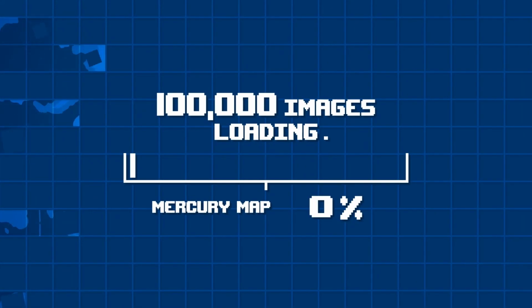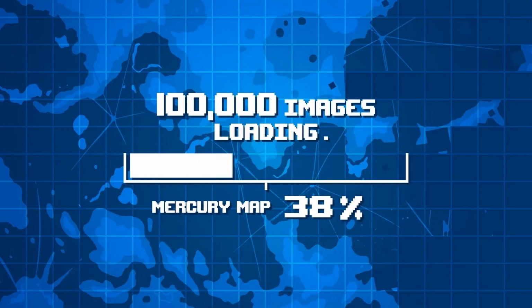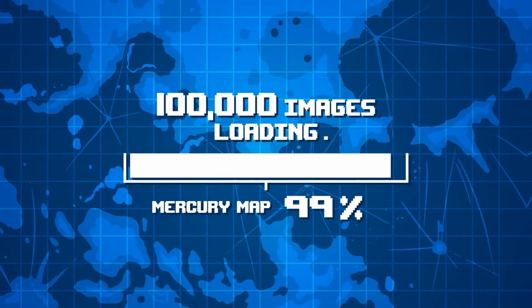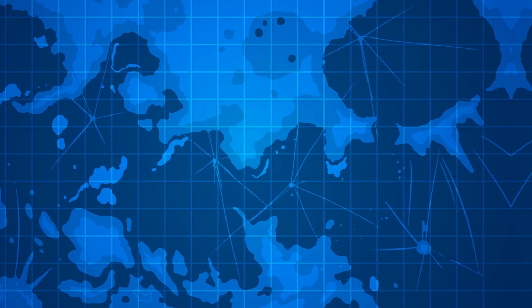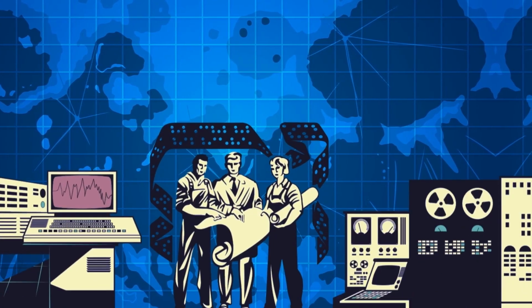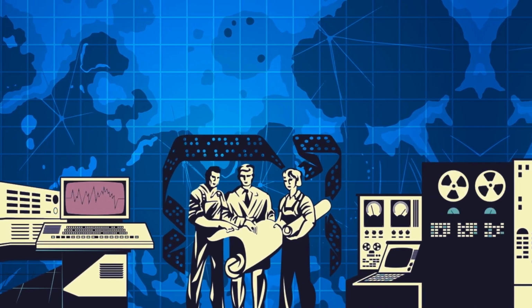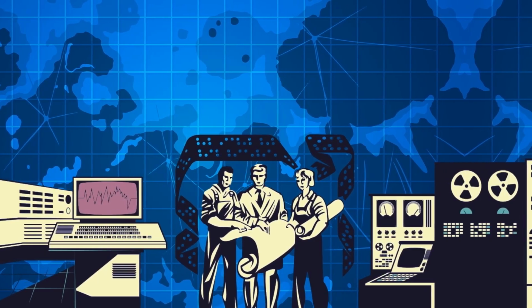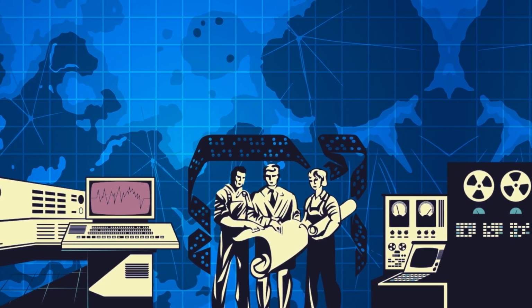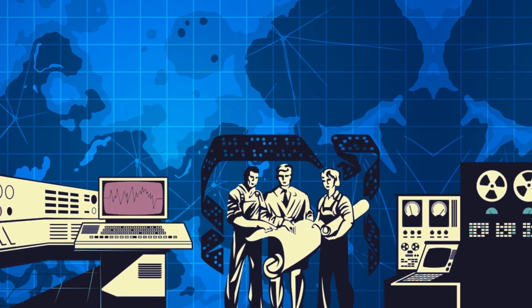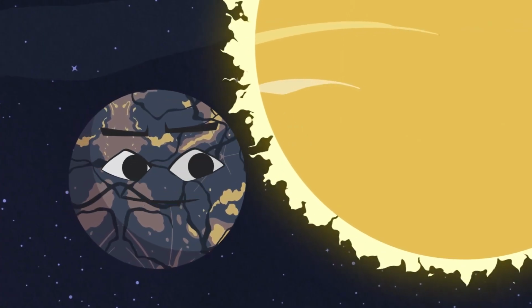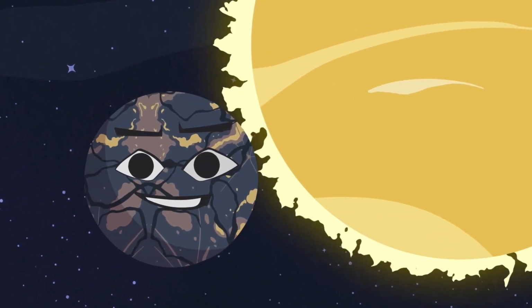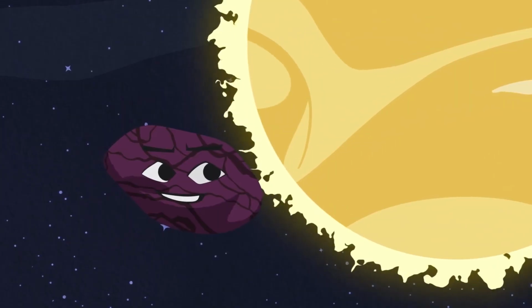Messenger took about 100,000 images by 2012, mapping 99% of my surface so you can see it well. These images were sent back to scientists on Earth to inspect, to confirm what the Mariner 10 probe did suspect. They saw wrinkles and rifts on Mercury's surface. It's like a raisin orbiting the sun.